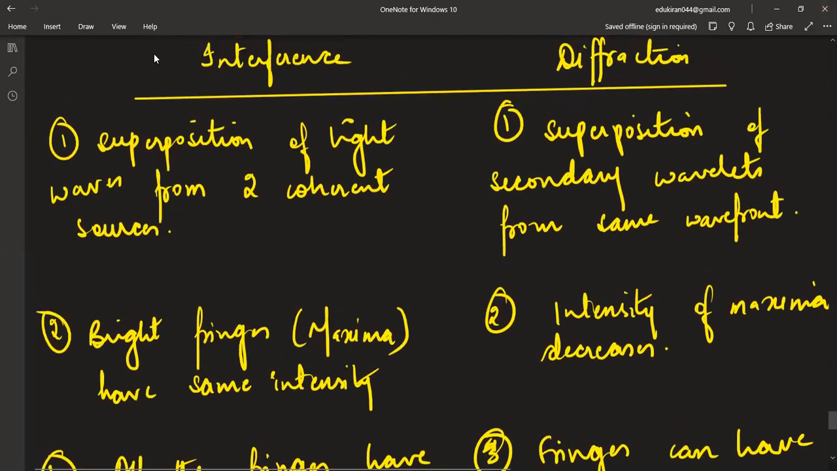So these are the points of differences between interference and diffraction. Last topic. Interference is superposition of light waves from two coherent sources, and diffraction is superposition of secondary wavelets from the same wavefront. We had seen, because of the lenses, the superposition of waves was occurring. Then in interference, bright fringes maxima have the same intensity. This we have seen through the graph properly. And in diffraction, intensity of maxima decreases.